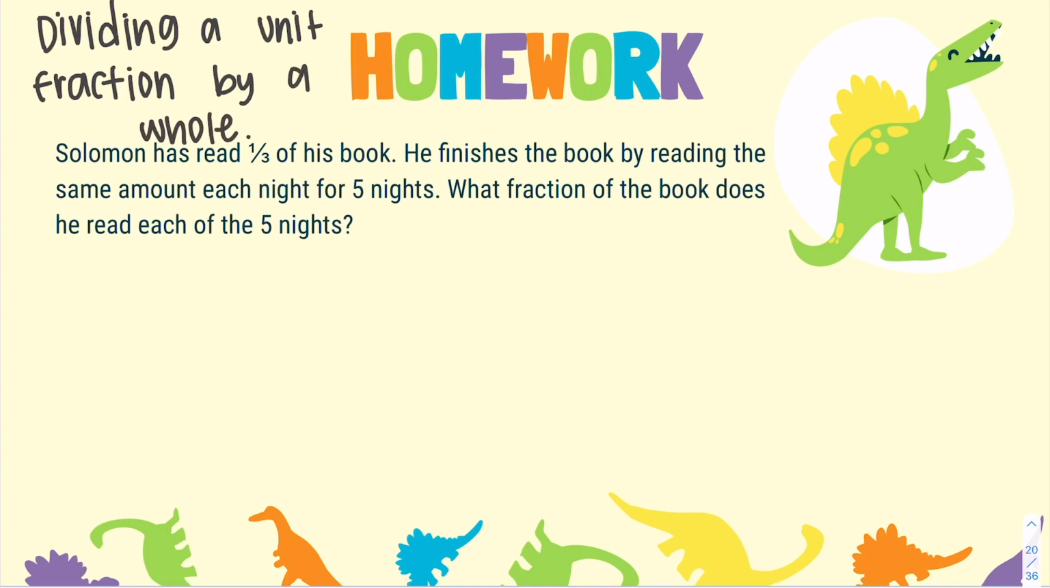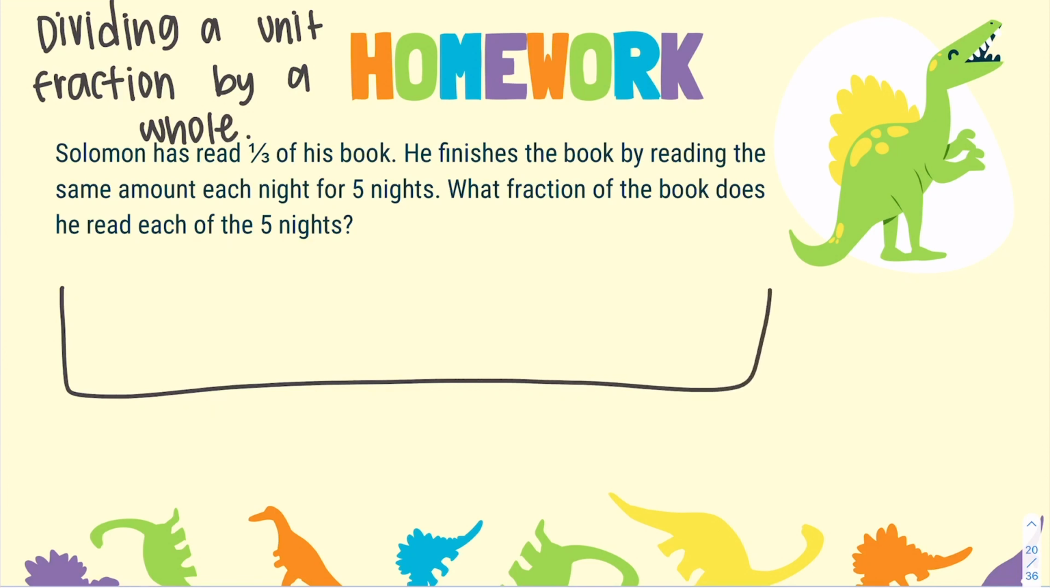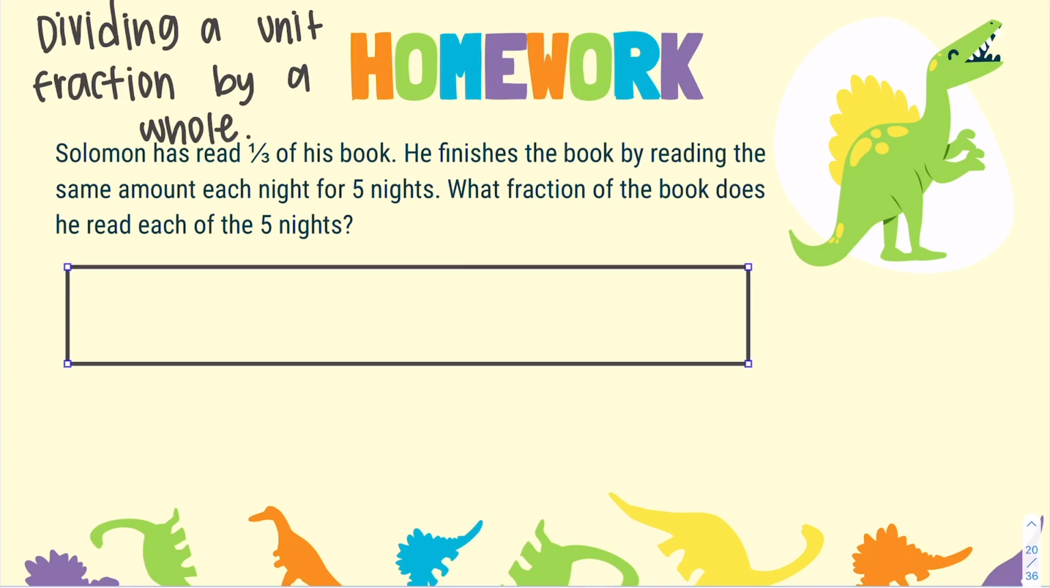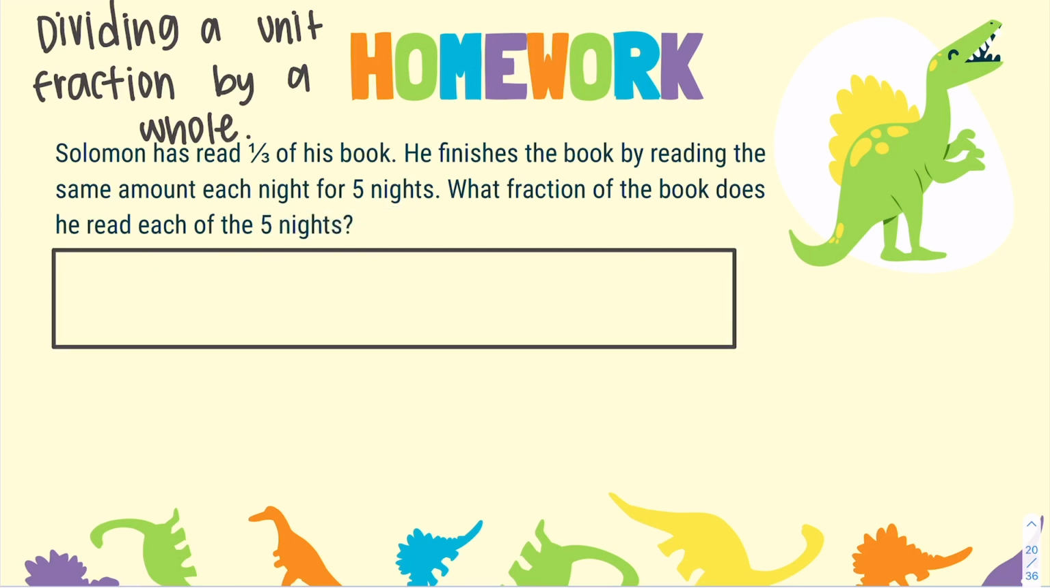Let's read the sentence. Solomon has read a third of his book. He finishes the book by reading the same amount each night for 5 nights. What fraction of the book does he read each of the 5 nights? The first thing I'm going to do is draw a rectangle, and this is going to symbolize the book.